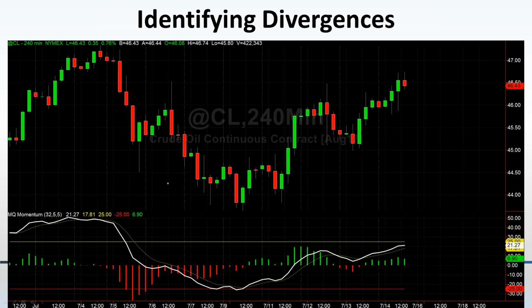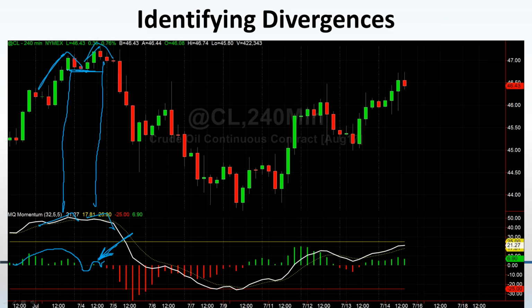Now look over on the left-hand side of the chart. Pivot high 1, pivot high 2. Pivot high 1, pivot high 2. See the weakening of the momentum? See how we went from strong upside histograms to weak upside histograms. So there was basically no strength behind that second rally right there.